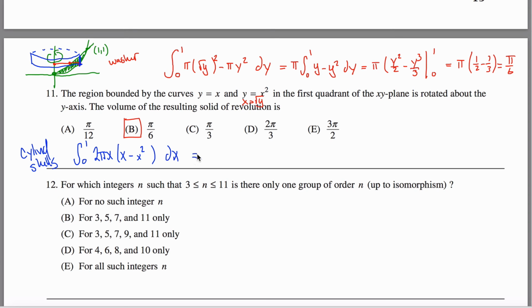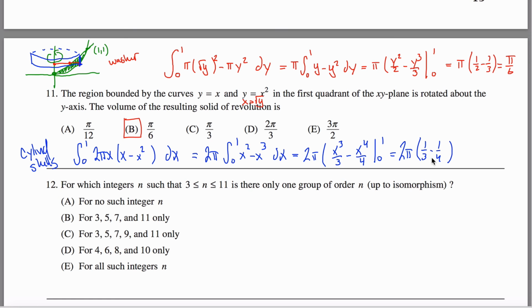And I can evaluate that integral. Maybe I'll pull the 2 pi out in front, and then I'll take x and distribute it through. So 2 pi times the integral from 0 to 1 of x squared minus x cubed dx. And that's 2 pi times x cubed over 3 minus x to the 4th over 4, evaluated from 0 to 1. So that's 2 pi times the difference between a third and a fourth. So that's 1/12, because this is 4/12 and this is 3/12. So 2 pi times 1/12 is equal to, well, let's write that all out: 2 pi over 12, aka pi over 6. Hey, look at that. Same answer either way. So the answer is still pi over 6.